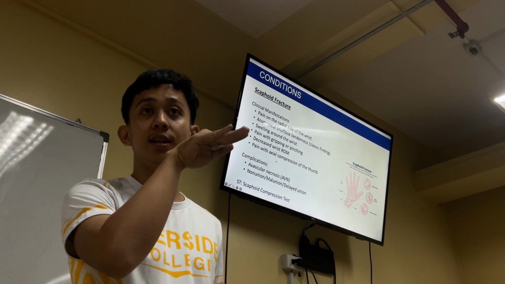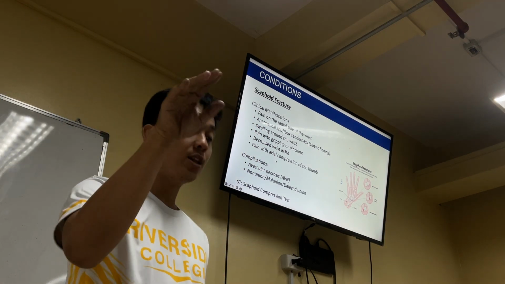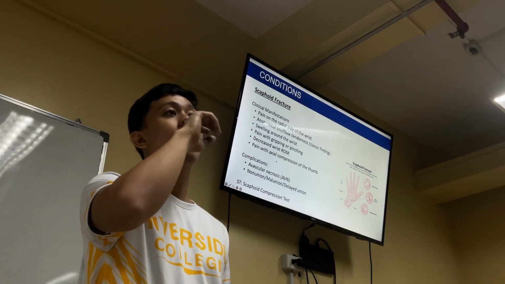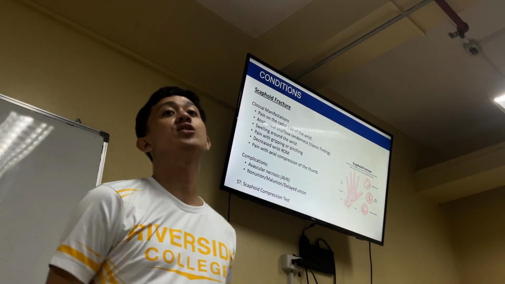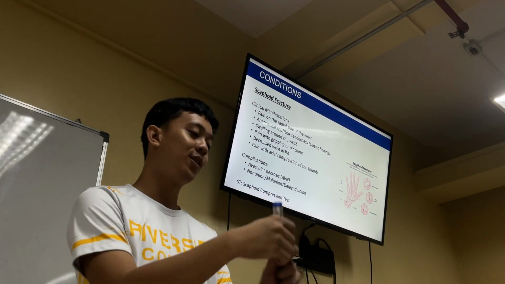Non-union means it did not heal. Malunion means it healed incorrectly, and delayed union means the ossification of your bone is just delayed. Okay?